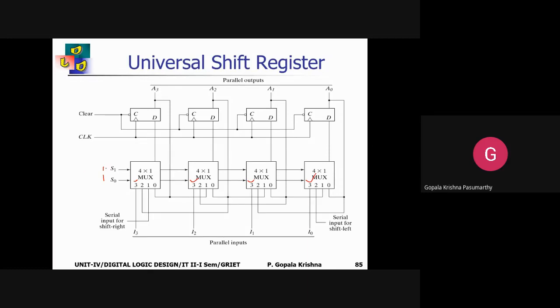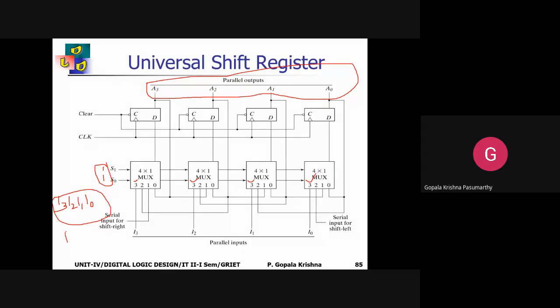So when S1 and S0 is 1, 1, the third inputs will be selected. See, the third input is coming from I3. Here the third input is coming from I2. Here the third input is coming from I1. Here the third input is coming from I0. The register was earlier A0, A1, A2, A3. But when S1 and S0 were made 1, 1, the content of the register is I3, I2, I1, I0.